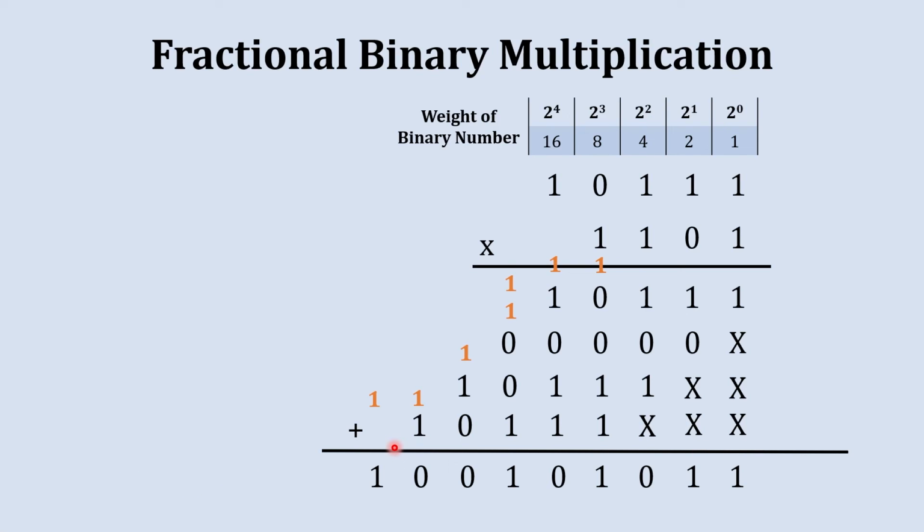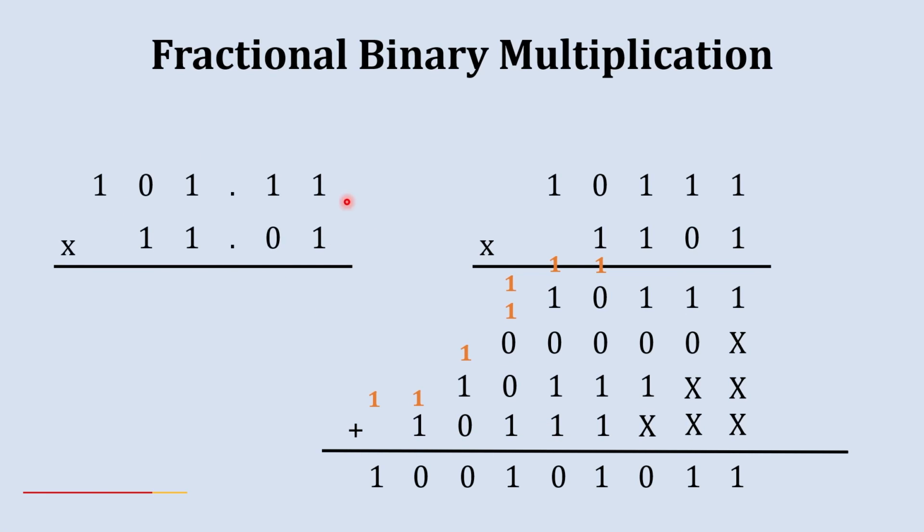But it should be a fractional number, right? So here we're supposed to place a binary point, or a dot. So where to place a dot in this answer? So recall the numbers which we are going to multiply. To find where to place a dot in this number, you're supposed to count the total number of digits after the point in both the multiplicand and multiplier. So here in the multiplicand and multiplier, the total number of digits after the point is 1, 2, 3, 4.